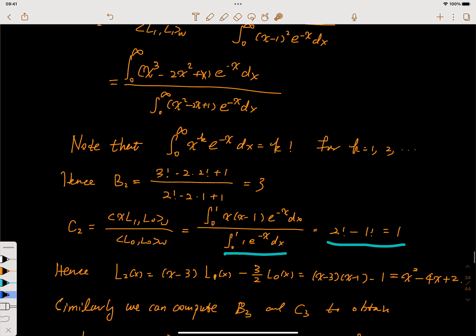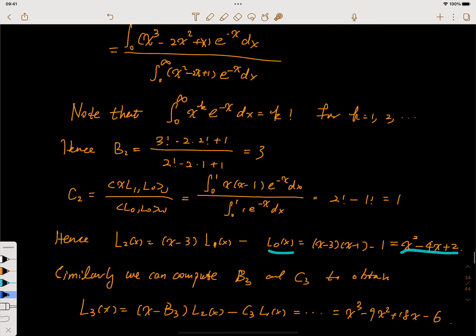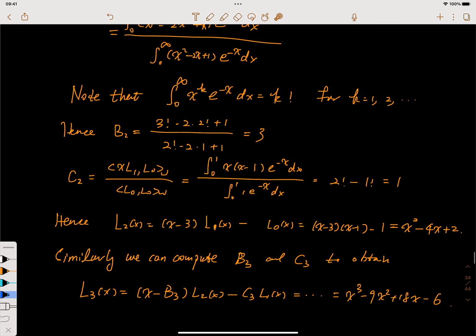Now you can apply the recursive formula. L2 is x minus B2, which is this, times L1, minus C2, which is 1. So I have minus 1. Then we'll get this. That's what will be L2. Based on L2, you can compute B3 and C3, and then you get L3, which is eventually equal to this.